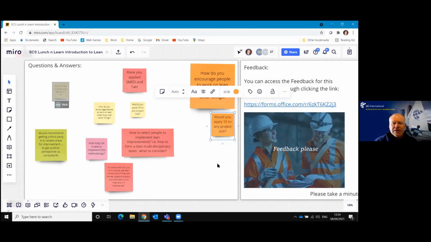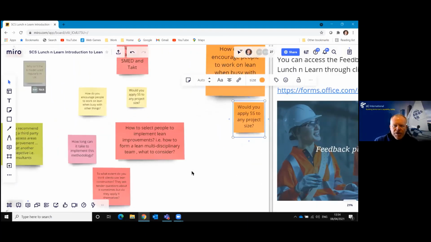It would be easier to manage, and then you can start to draw learning from that with other people. We've got a question there: how to select people to implement lean improvements, how to form a lean multidisciplinary team, what to consider. So the first thing I'd always consider there is I would ask for volunteers.